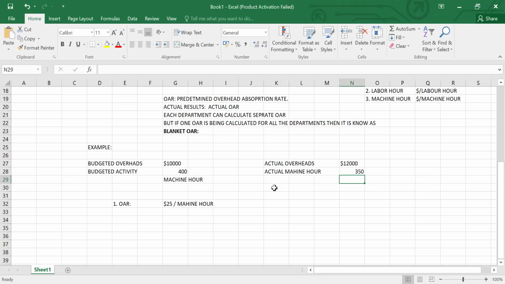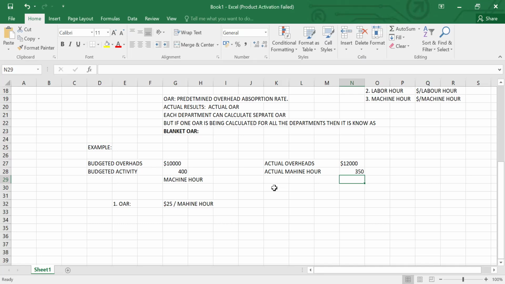Now there is a discrepancy between your budget and your actual results. You need to compare: was it good or was it bad? If you see the cost, you will straight away say it is bad, because we assumed 10,000 should be incurred, but 12,000 has been incurred. But it is good because we assumed 400 machine hours would be worked, but only 350 were worked. So there is a dilemma here. We need to calculate the real basis.